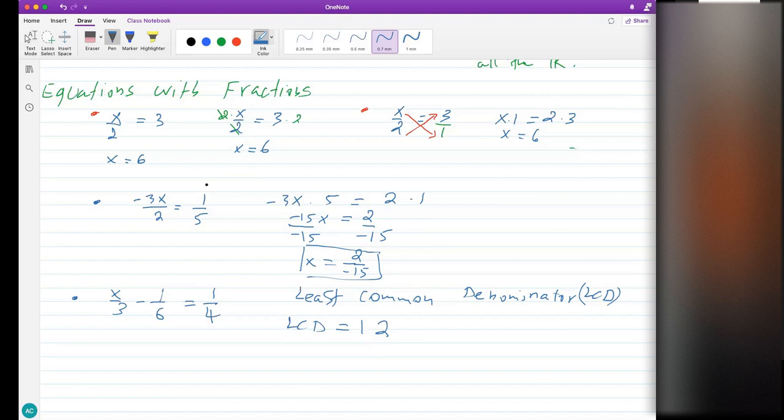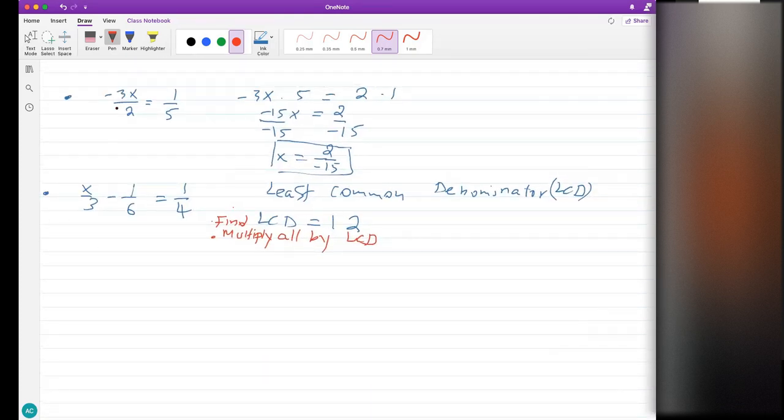So that's your first step. So let me write that down. So first you want to find the LCD. Once you find the LCD, you want to use it. So we're going to say multiply all by LCD. And let's see how that works. Okay, so whenever you see an equation with multiple fractions, first find the LCD, and then multiply all the fractions by the LCD. So let me rewrite this before multiplying.